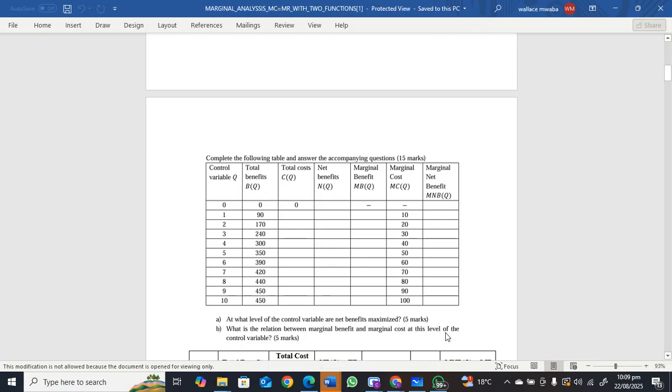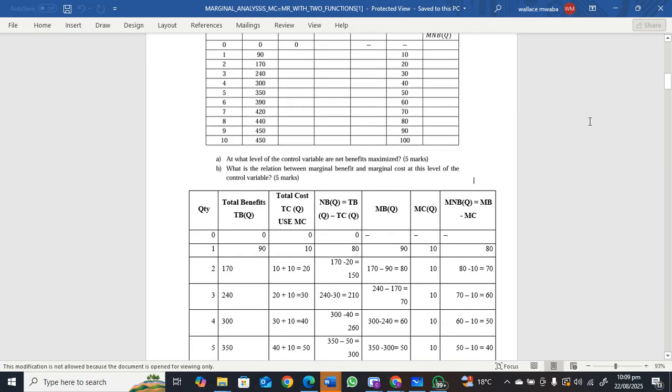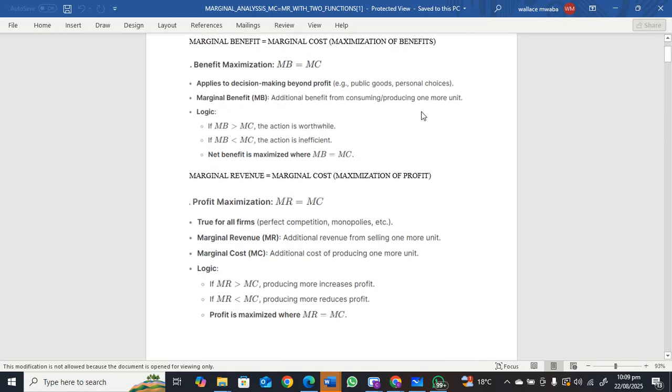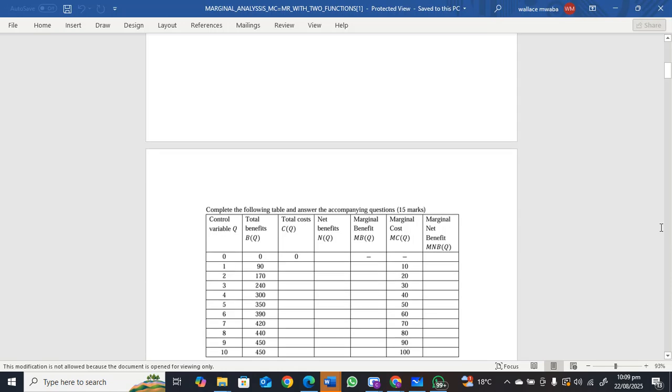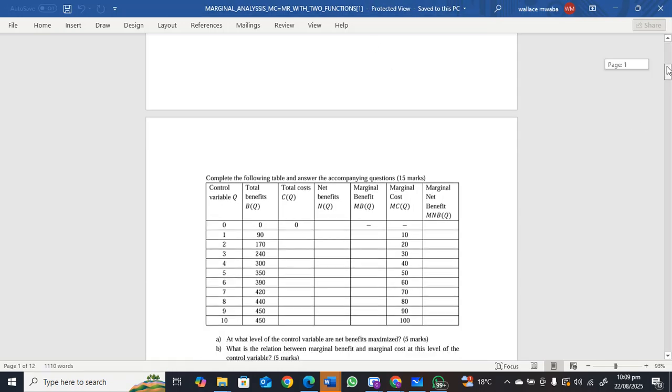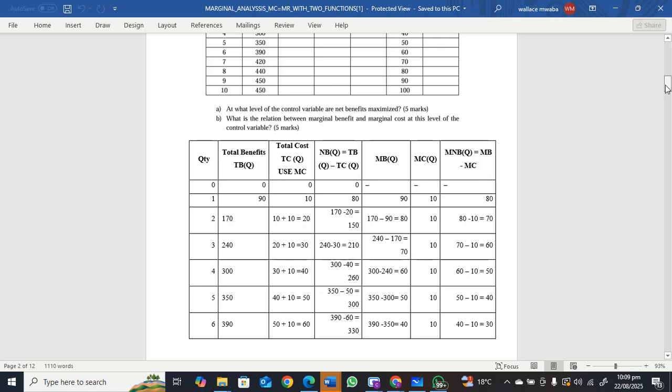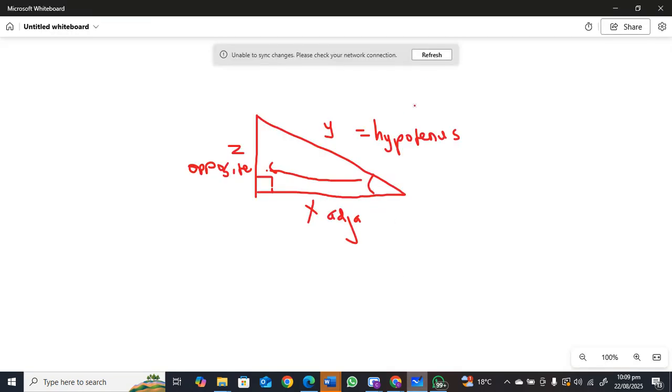Oops, let me just scroll down here, trying to put this formula. I don't know why Word is not responding. Oh, it's on protected view. I still have the solutions here. Yes. Okay, let me just use the board then.